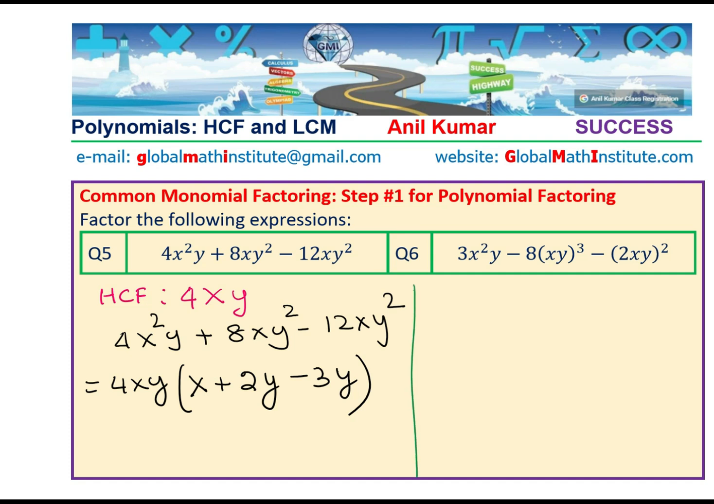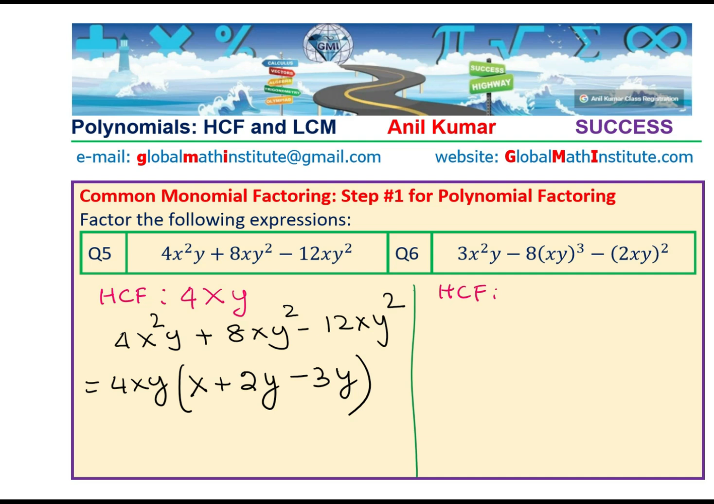Next one. So let's identify what is the highest common factor here. Well, 3, 8. And here we have 2xy whole square. This question is slightly tricky, right? So when I say xy whole cube means x cube and y cube. And when I say 2xy whole square means 2 square x square y square.